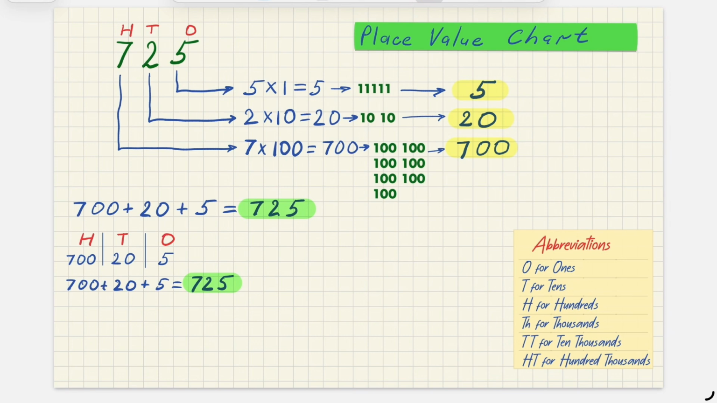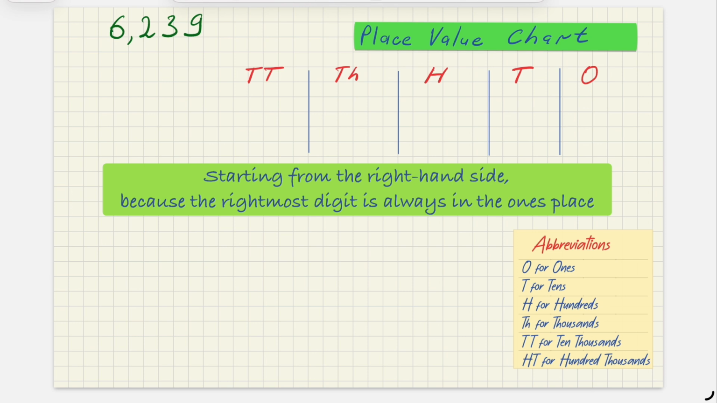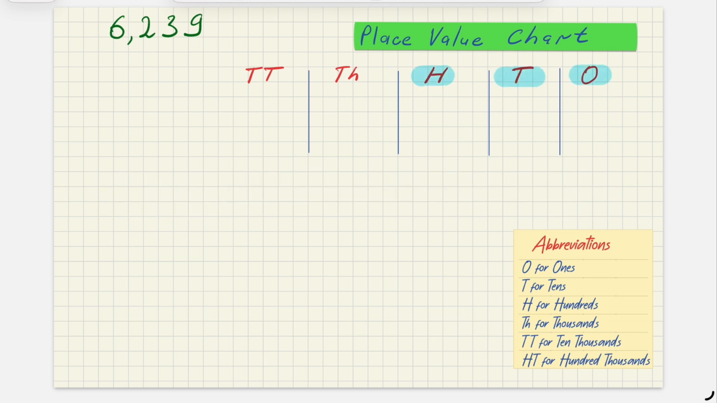If it is hard for you to multiply by 10, 100, or 1,000 right now, don't worry. We will cover multiplication in more detail later in this lesson. But for now, let's practice what we've learned by using a place value chart and partitioning the number 6,239. First, let's quickly write the place value table starting from the right-hand side, because the rightmost digit is always in the ones place. We have ones, tens, hundreds, thousands, and 10,000s.